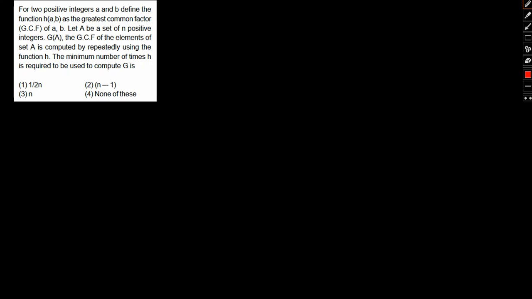For two positive integers, we have two positive integers a, b. Define a function h of a, b as the greatest common factor. This is basically the HCF of a, b. Let A be a set of n positive numbers. So suppose we have a set A, so we have n positive integers.